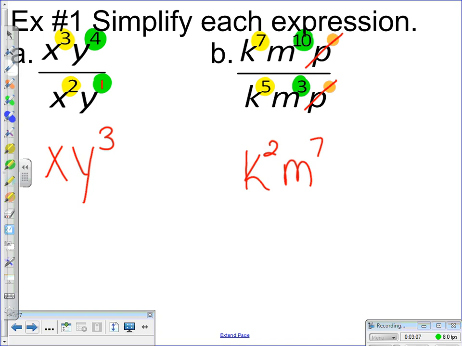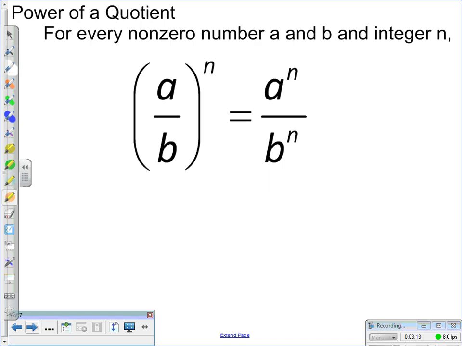All right, let's move to the next slide. Power of a quotient. Now what you're looking at is a fraction that's raised to an exponent. Now if there is a fraction, that exponent goes with the numerator and the denominator. So whatever is on the top will also be raised to the same power that the denominator at the bottom is.